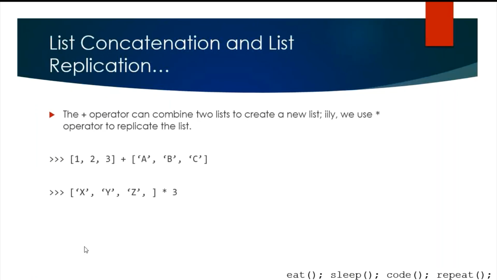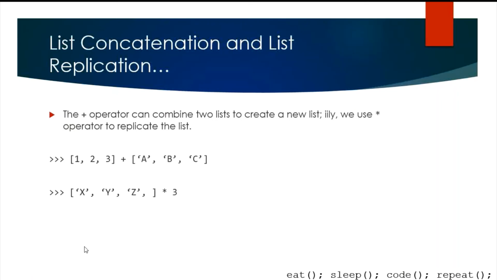Now we can concatenate lists as well as replicate a list. Try this out in your interpreter. We use the plus operator to combine two lists, and we use the asterisk operator, that is the multiplication operator, to replicate a list.